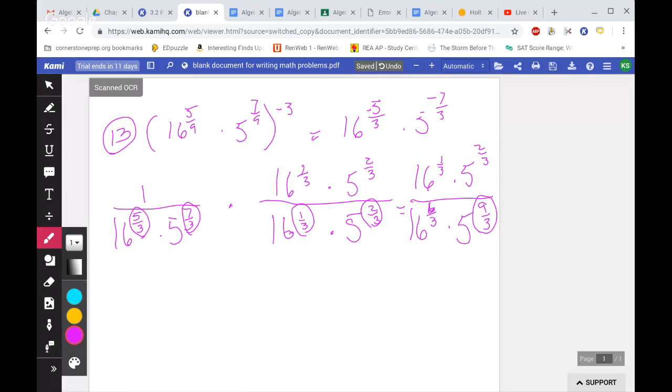Okay. So now I've got 16 to the 6/3, and I've got 5 to the 9/3. And then at the top, I've got the 16 to the 1/3 times 5 to the 2/3. And then at the bottom, I've got 16 raised to 2, and I've got 5 raised to 3.